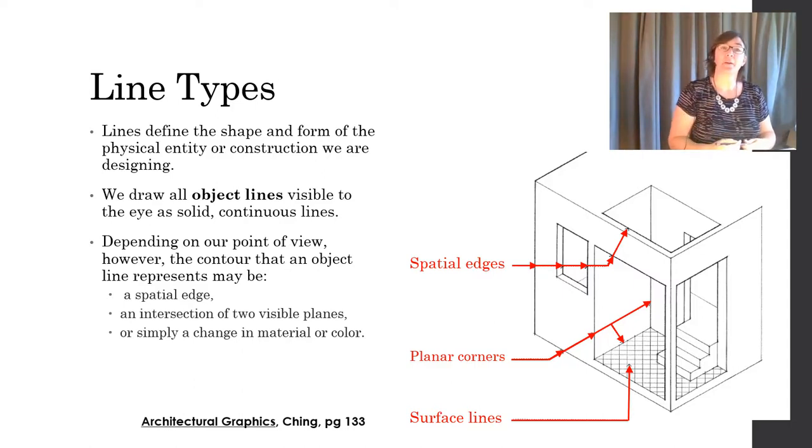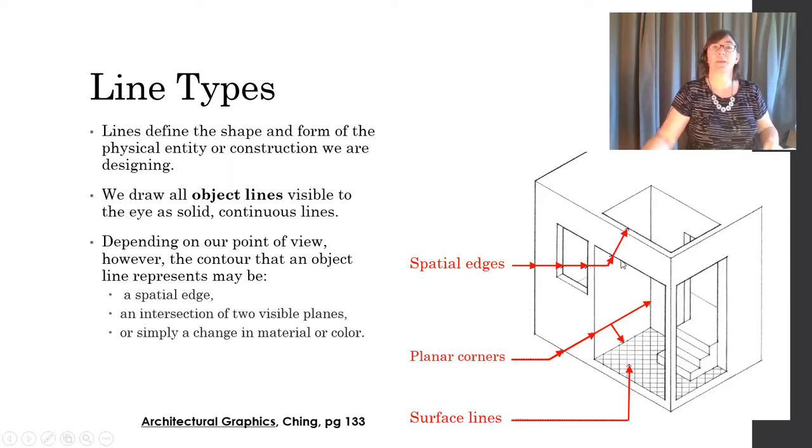Most of the lines that you're going to draw are called object lines. These are solid, continuous lines that are meant to represent things that are visible to the eye. Depending on the point of view, those object lines, contour lines, they can represent a spatial edge. And here's an example right here. This is a spatial edge. That's an edge of this three-dimensional object. Here's an edge of the object.